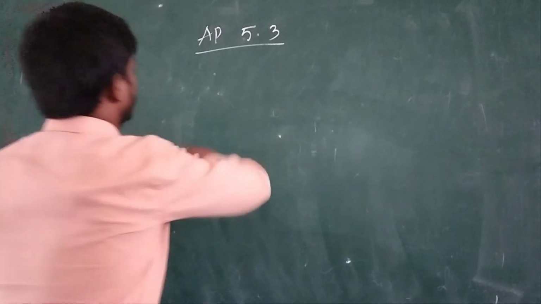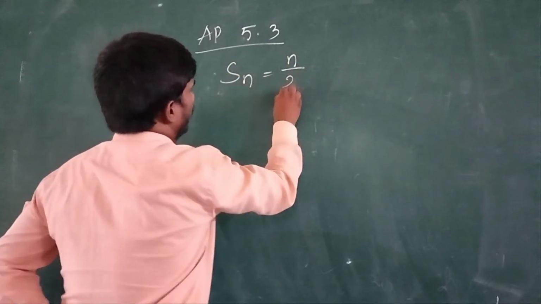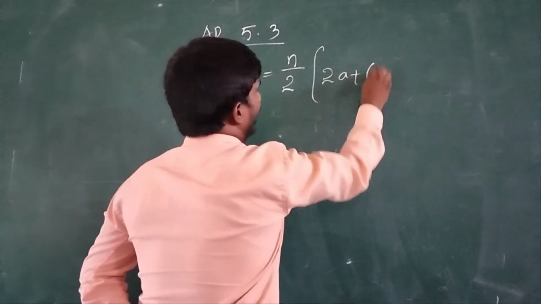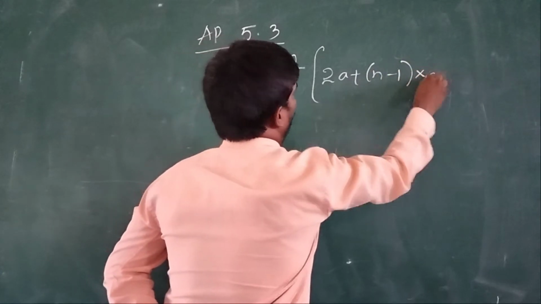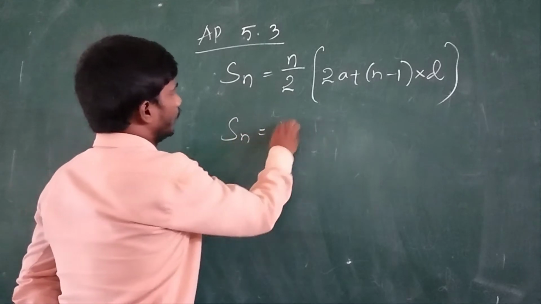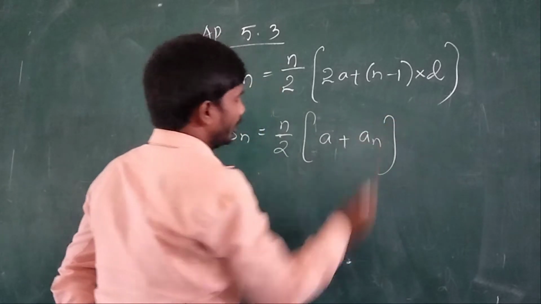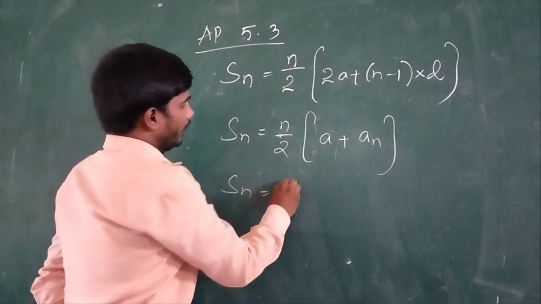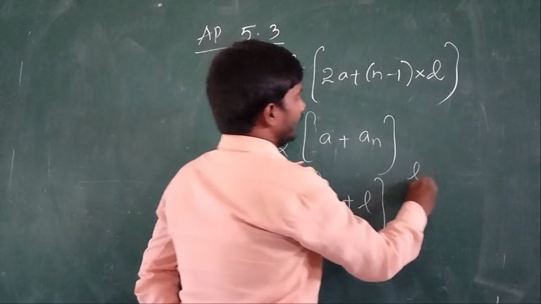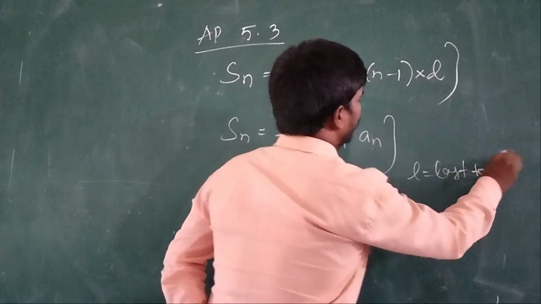Here the important concept is Sn, the sum of n terms. We have three formulas. Sn is equal to n by 2 into 2a plus n minus 1 into d. This is the important formula. And one more, Sn is equal to n by 2 into a plus an, when an is given. And n by 2 into a plus l. What is meant by this l? l means the last term of that series.